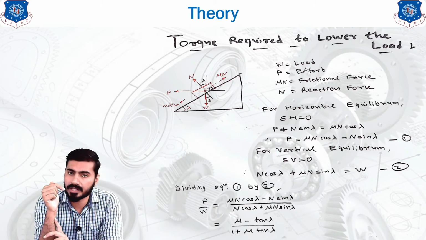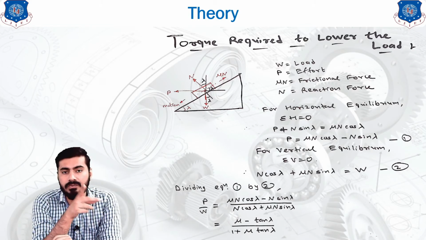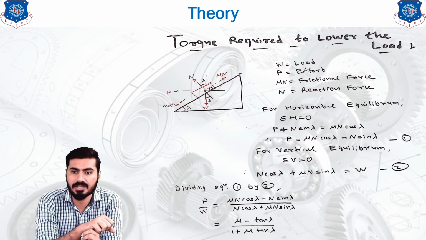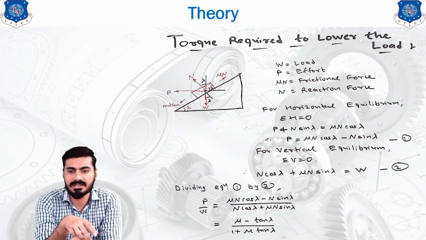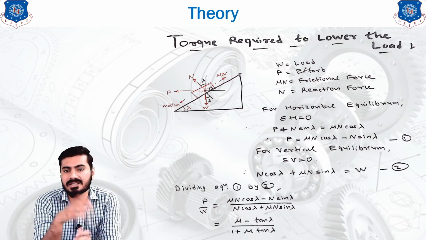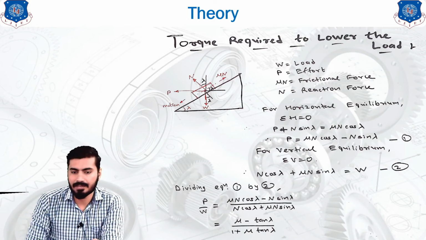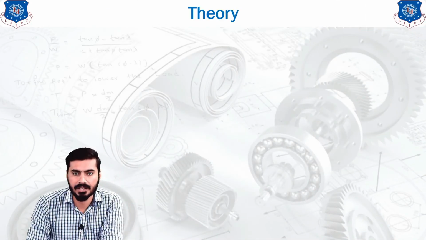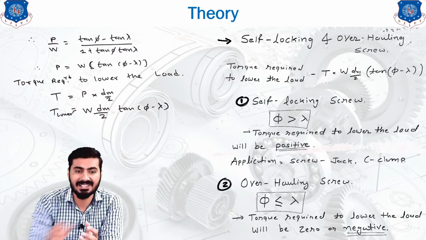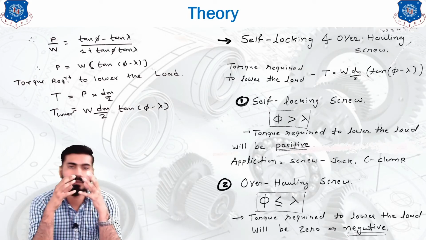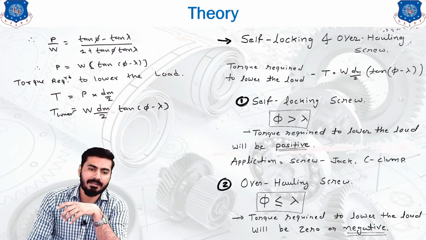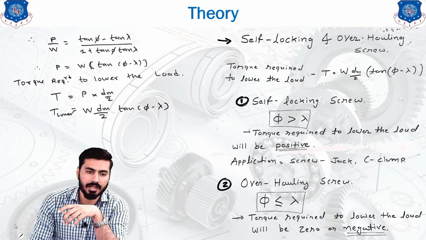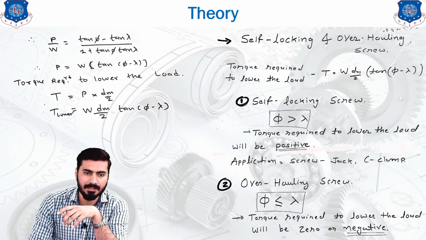Right now we are going in a downward direction, so the friction force will be in the opposite direction. That is the only change in this particular derivation. If you consider the direction change, then the rest of the procedure is the same, and similarly we can directly conclude to our final equation of this derivation, that is T lower equals W into dm by 2 tan(phi minus lambda).